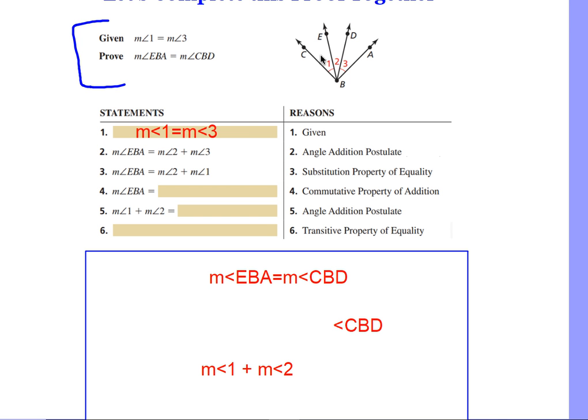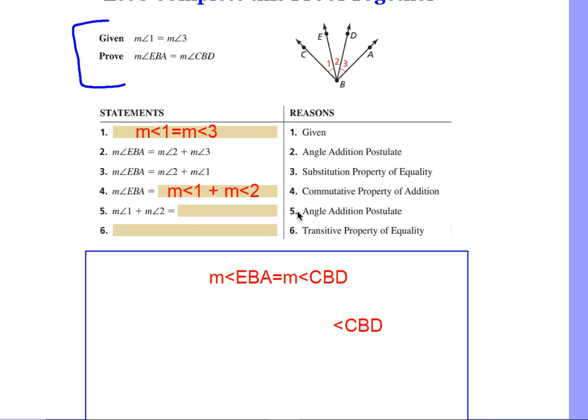We'll take a look here. Angle CBD is 1 plus 2. So now we're getting somewhere. So now angle EBA equals 2 plus 1 because I swapped out angle 1 and angle 3. So then as we continue to go on forward, it looks like we're going to use the commutative property of addition. Well, the commutative property of addition just means that we're going to change the order of our values that are being added together. So we're going to go ahead and make that measure of angle 1 plus the measure of angle 2.